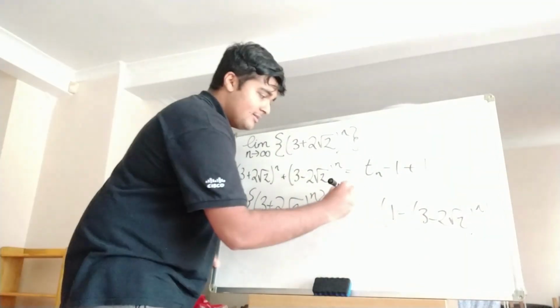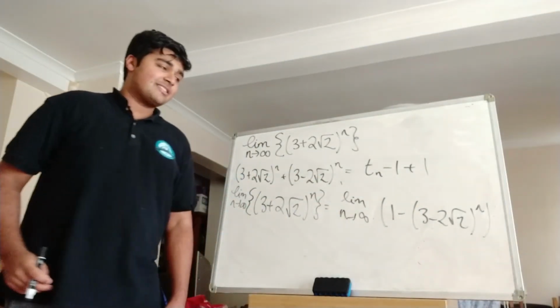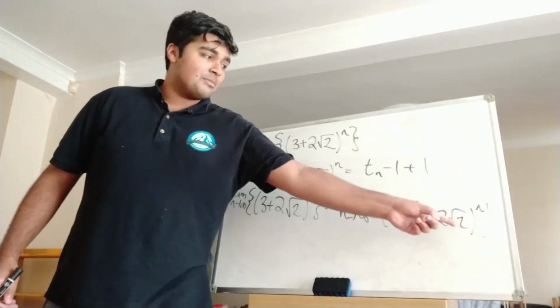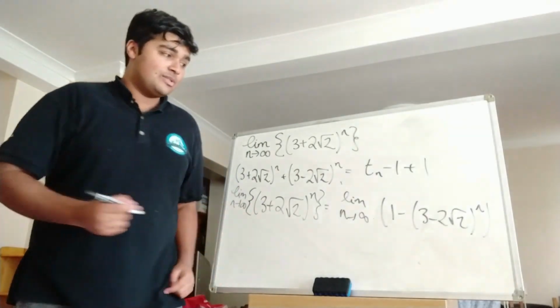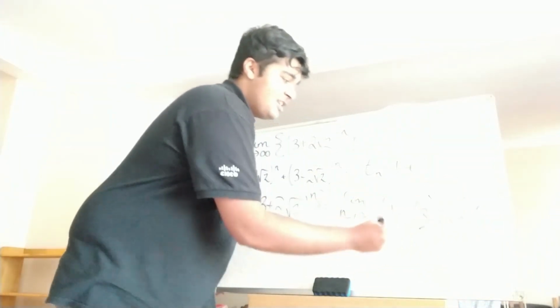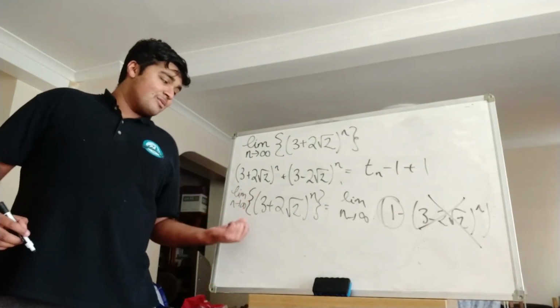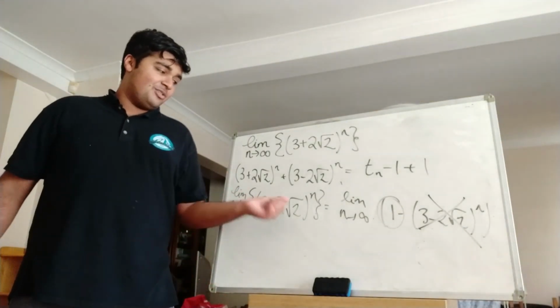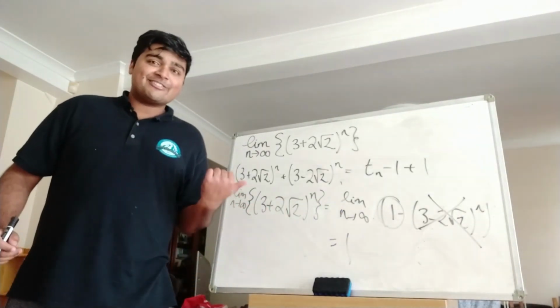So if we do that, we just have to compute the limit as n goes to infinity of this guy here. But remember, this thing here is a number between 0 and 1. So when we take that to the power of n, that's going to tend towards 0. So this thing's going to vanish, and we're just left with 1. So in other words, the limit as n goes to infinity of the fractional part of (3 + 2√2)^n is equal to 1. And that is our solution.